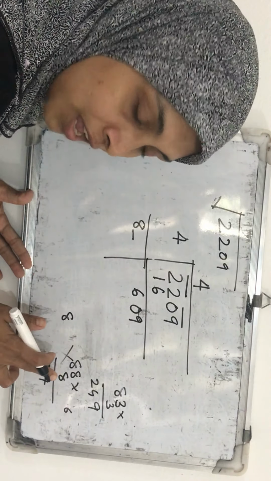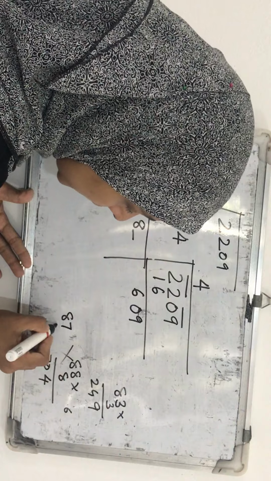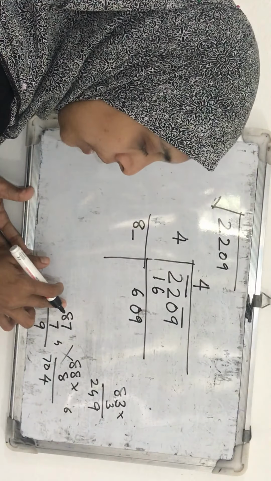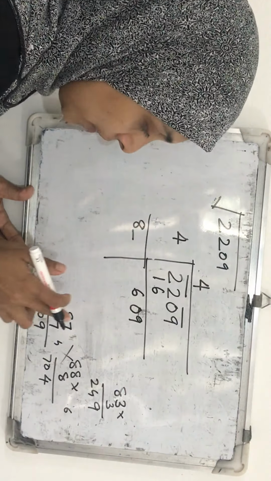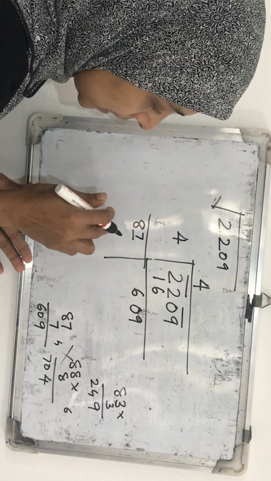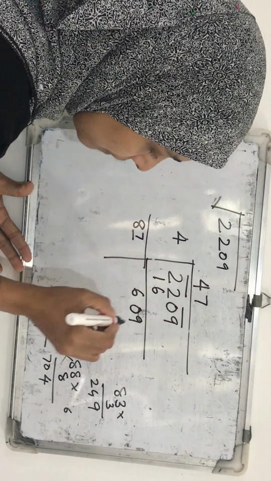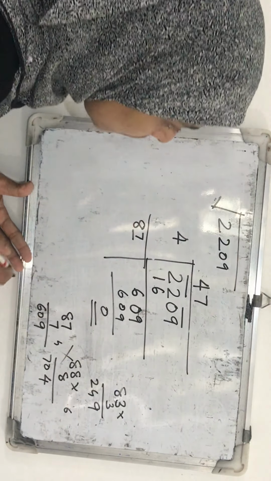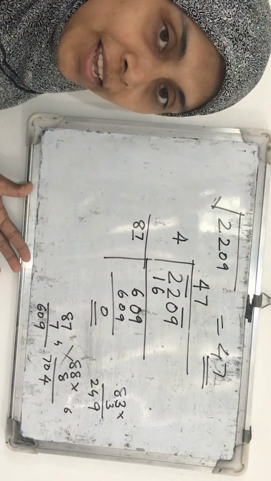Now we take just below, 87 into 7. 7 into 7, 49. Balance 4. 8 into 7, 56. 56 plus 4, 60. Okay. Now we got the same number. For which digit? If we take 7 as the digit. So 7. The same digit we want to write in the quotient part also. Then 87 into 7, we got 609. Now what is the square root of 2209? That we got 47. Clear?